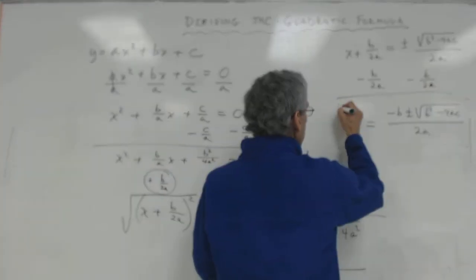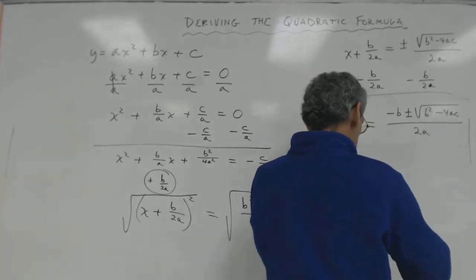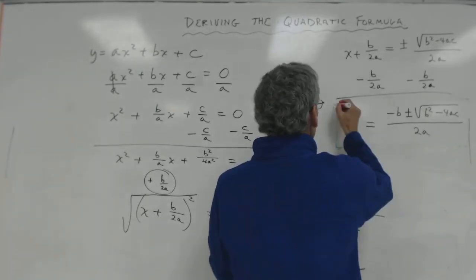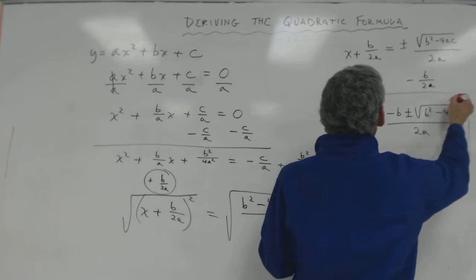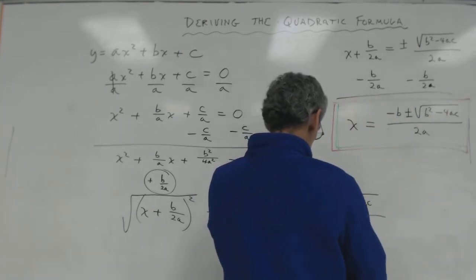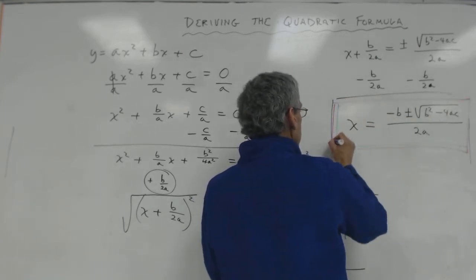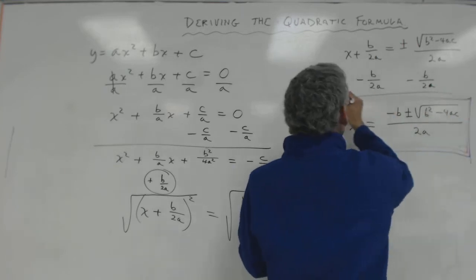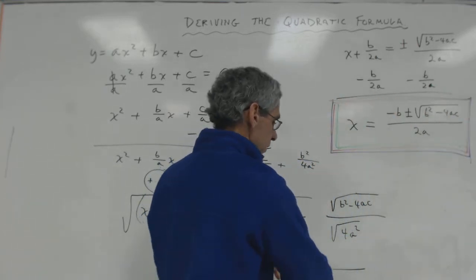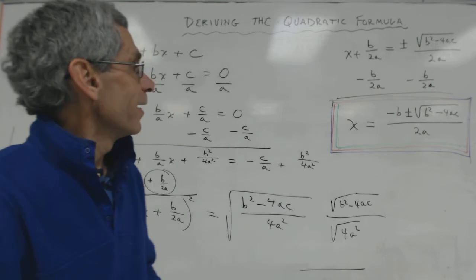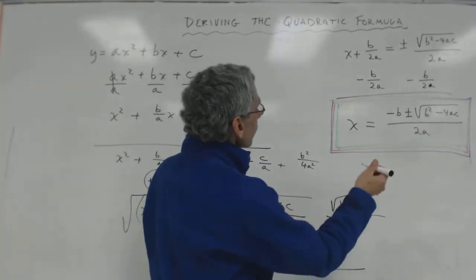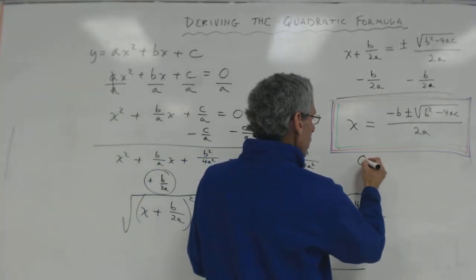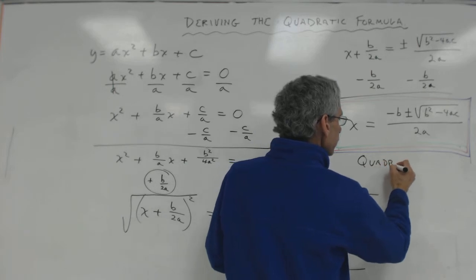This is a lousy marker. This is a little bit better. I'm going to keep going until I get a color that's strong. Well, actually, I'm going to stop because that's my last color. Okay, that is the quadratic formula.